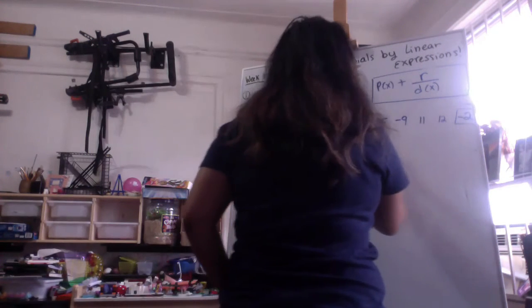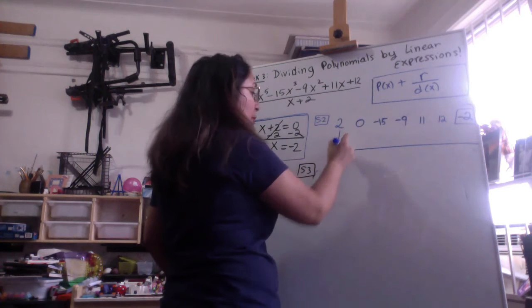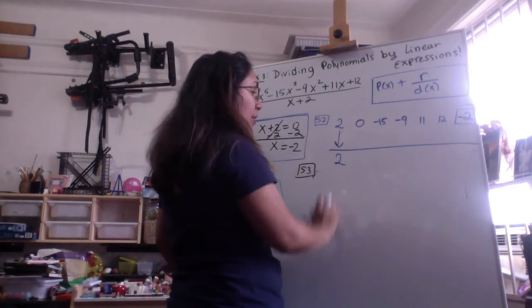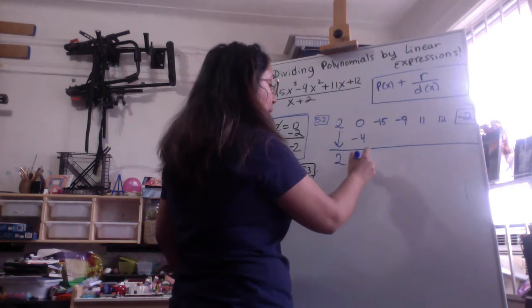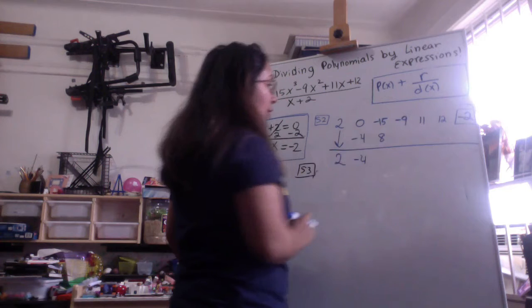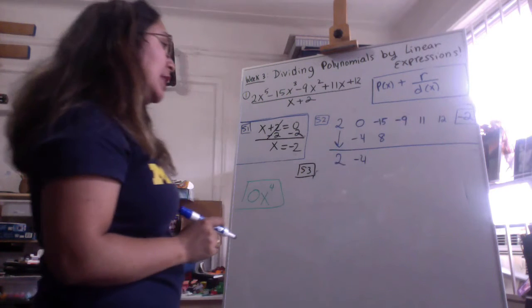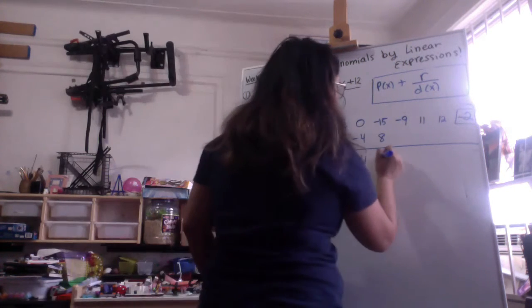So I'm going to go ahead and bring down the first number, make sure my line has enough room for a row of numbers. I'm going to go ahead and start the procedure. 2 times -2 is -4. 0 plus -4 is -4. -4 times -2 is +8. 8 plus -15, or -15 plus 8, is what? -7.